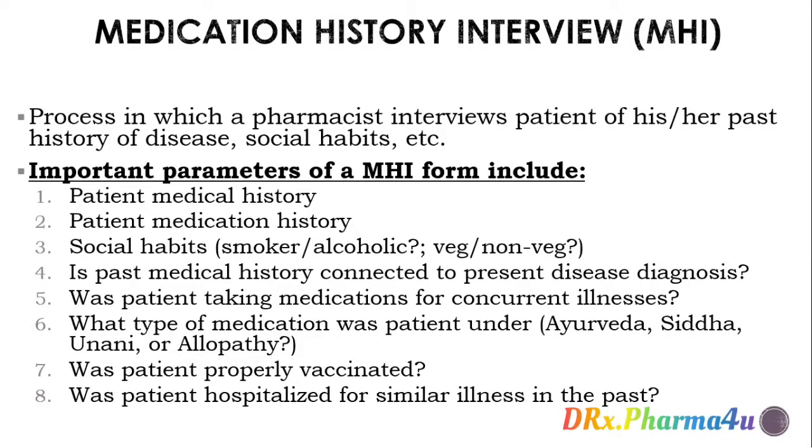Was the patient hospitalized for a similar illness in the past? For example, the patient is now admitted to the hospital with severe chest pain and breathlessness, and it has been identified that the patient needs a bypass surgery. When we took the history of the patient, we understood that the patient had a history of angioplasty in the past. I hope you know the difference between angioplasty and bypass. So like that also we can understand a lot of things.